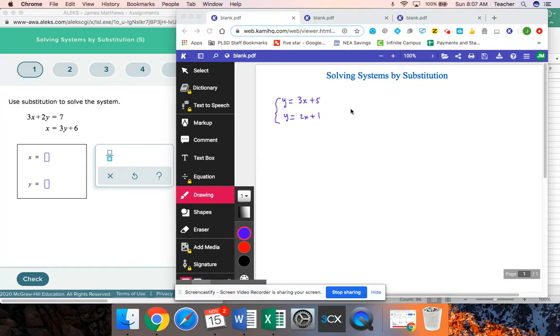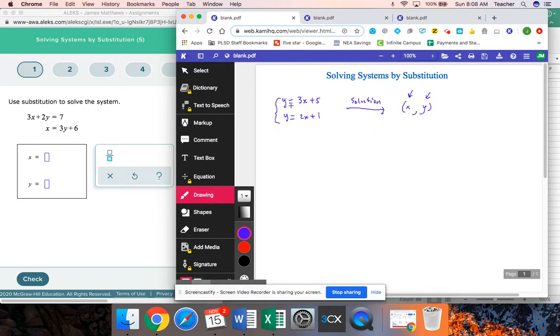Remember, our goal is to make sure that we end up with a point, right? An x and a y. So I want to solve for x and then solve for y somehow, some way, right? This is what our solution looks like. It's always where the two things intersect.